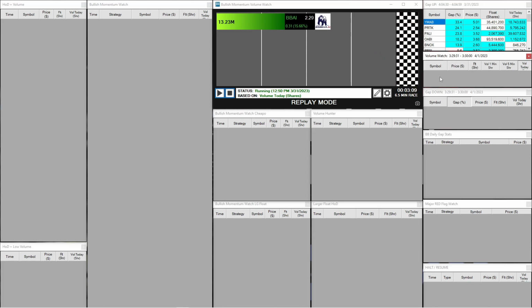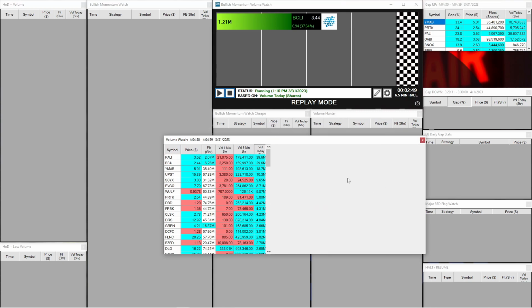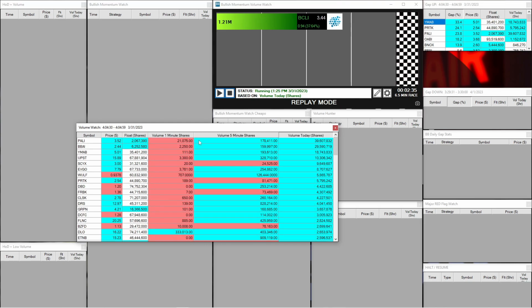Below that, we have the volume watch. This one is a little bit different than the volume race. The volume watch is going to let us know where the total volume is, the leader in total volume. If I hit market hours, again, same idea. I'll move this to the center and make it a little bit bigger so everyone can see. On this list, we have the symbol, the price, the float, the volume, and the volume in 5-minute shares. This is important to me because it's showing the volume in the last 1 minute.